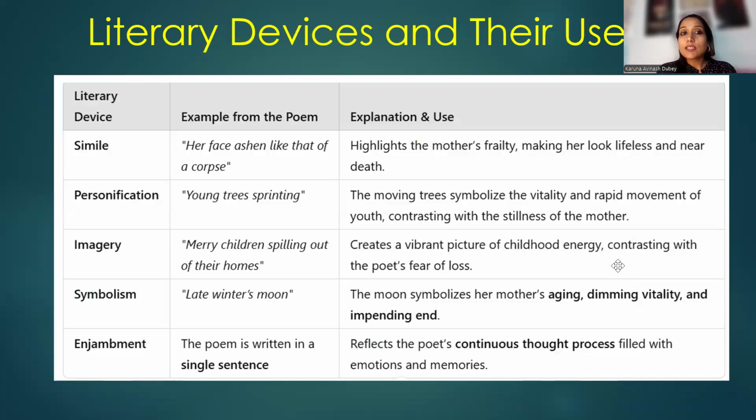Now, literary devices. Simile: her face ashen like that of a corpse, and like the late winter's moon. ये दोनों similes हैं. It talks about the old age of the mother and how that comparison is made to a dead body and then to a late winter's moon. Personification: young trees sprinting is personification. Imagery क्या है? Children spilling out. Also, this is also a metaphor. So यहाँ पे this is a metaphor too.